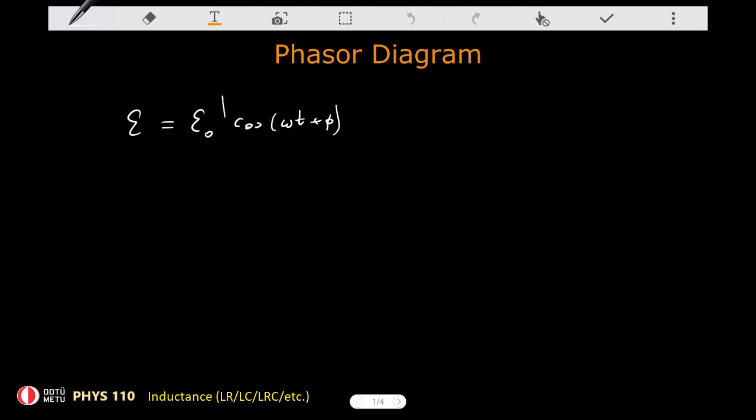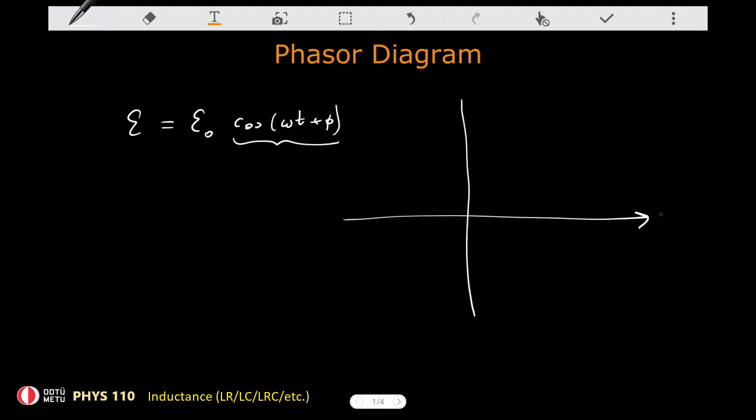This is basically a diagram that enables us to deal with the trigonometric part of the alternating EMF and alternating current expressions. So just keep this in mind. Well, what is it? There's a cosine factor in here. What we do is basically think of this as the x component of a two-dimensional vector. So we just imagine a vector in here. We are going to call this the EMF vector, so I'm going to draw a vector sign over the top of it. So that's imagined.